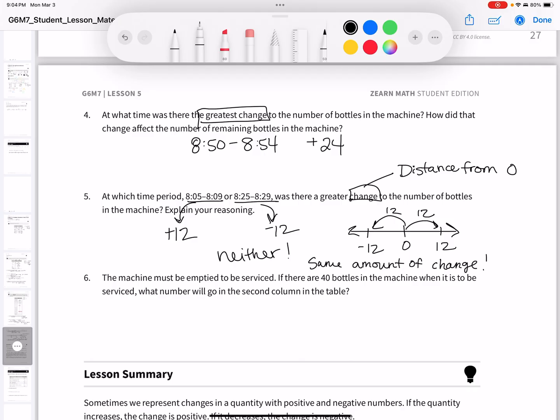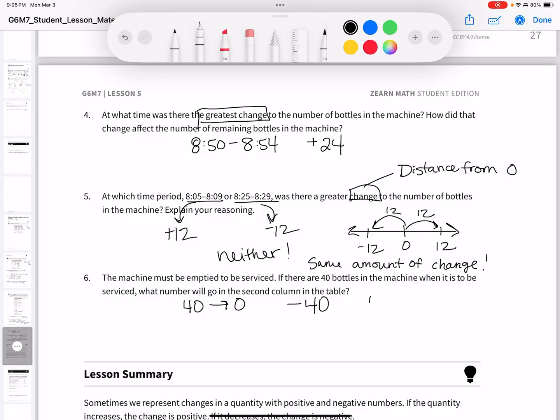The machine must be emptied to be serviced. There are 40 bottles in the machine when it is to be serviced. What number will go in the second column of the table? So we need it to be completely empty. If there are 40 bottles in the machine right now, then to get to 0, we have to go from 40 to 0. What do we need to do? Well, we need to take out 40 bottles.